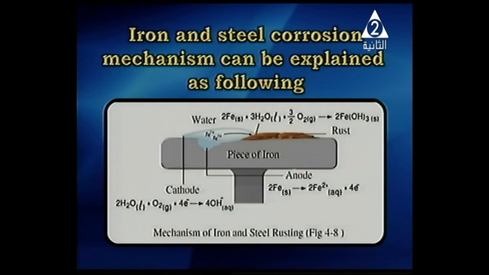So we have a piece of iron like this, and the piece of iron absorbs some amount of water. Iron plus water, with the presence of oxygen and the heat energy from the sun, makes rusting. So the cathode here changes the water into hydroxide ions, and the iron changes into iron positive 2 aqueous solution by losing 4 electrons.